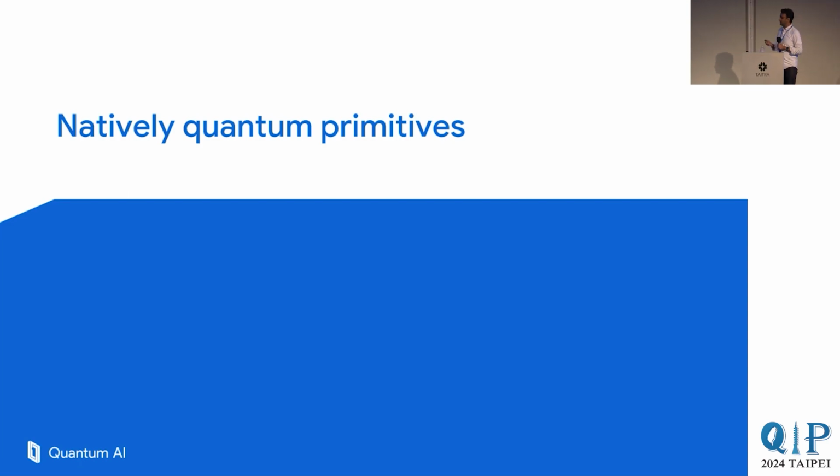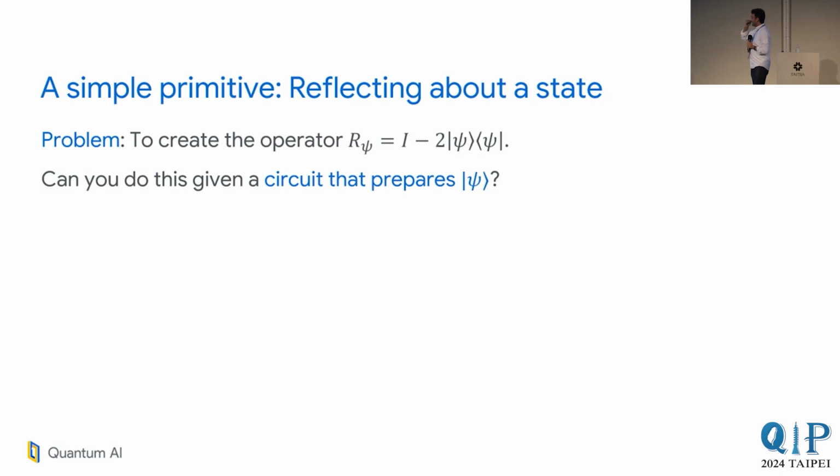I'll just give you one example, because it's very hard to find stuff that doesn't have a name. This is an example of a primitive that doesn't have a name, which I really like. It's about reflecting about a quantum state. So the question is the following. You want to create the unitary map R psi, which is identity minus 2 ket psi bra psi. What this does is it takes ket psi and maps it to minus ket psi, and it takes everything orthogonal to ket psi and maps it to itself. So it's a reflection about the state ket psi. And the question is, can you do this given a circuit that prepares ket psi?